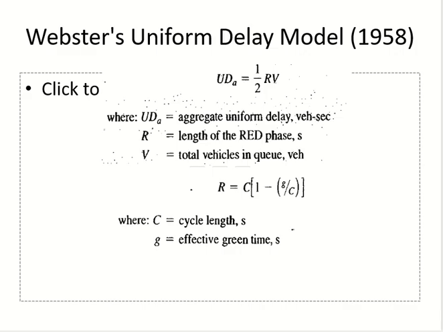What is my C? C is the cycle length. If I do G upon C, it comes out to be, let's say, 60% or 0.6. The remaining part, which is 0.4, is red. When you do this and multiply by C, it will give you how many seconds of red. Got it? Clear? One thing done, we destroyed the R.